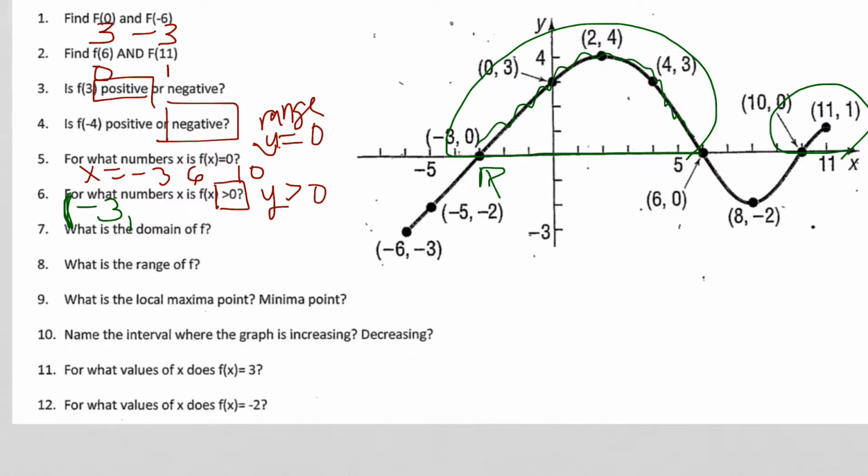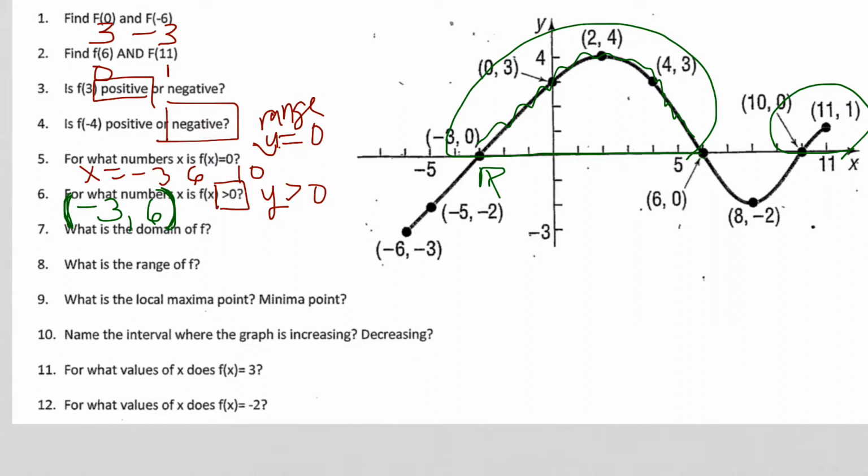And then it comes all the way down over here to 6. 6 is actually 0, but the numbers before it are part of greater than 0. So I'm going to write -3, comma, 6. And again, I don't want to include the 6, so I have a parentheses.